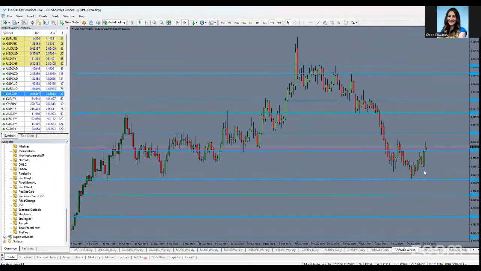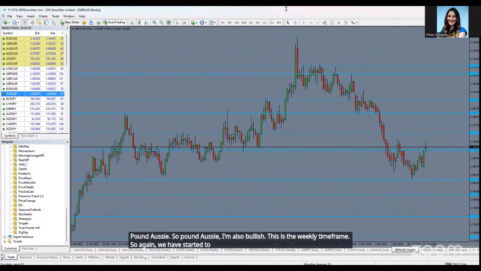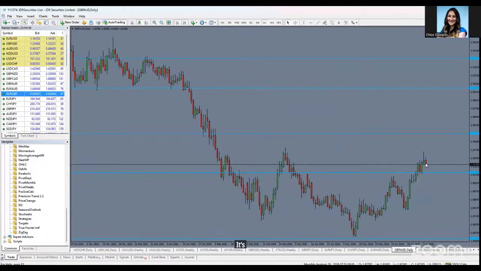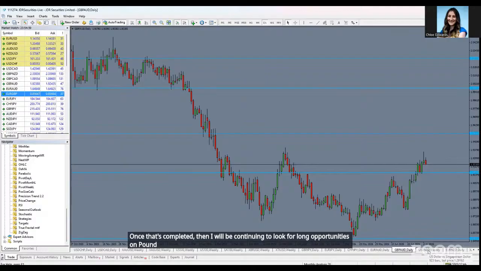Pound Aussie. So pound Aussie, I'm also bullish. This is the weekly time frame. So again, we have started to see now higher lows on this weekly time frame, and on the daily time frame, higher lows, higher highs. We've broken above this horizontal level here. Again, I'm anticipating some kind of a pullback at this point. Once that's completed, then I will be continuing to look for long opportunities on pound Aussie.